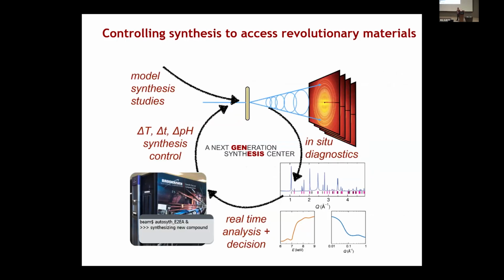And so this is the challenge that we've been facing and trying to address as part of this next generation synthesis center that we've had based at Stony Brook. Our goal is to use bright X-ray beams to watch reactions as they're happening, to understand the mechanism and the rate limiting steps, so we can design reactions to target those materials that the computational materials scientists have told us this is what you should make.